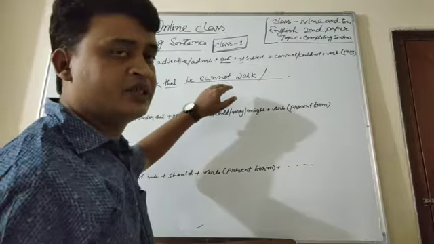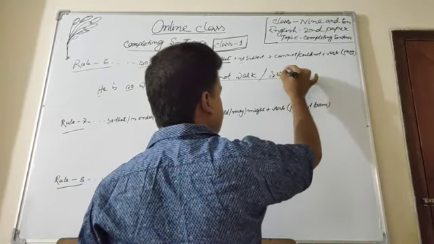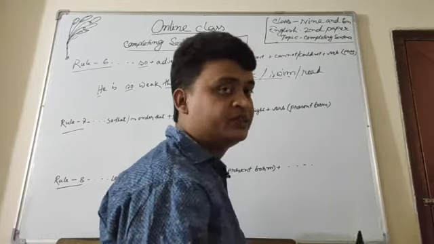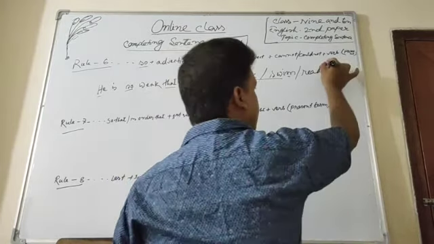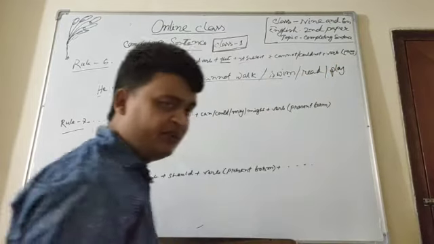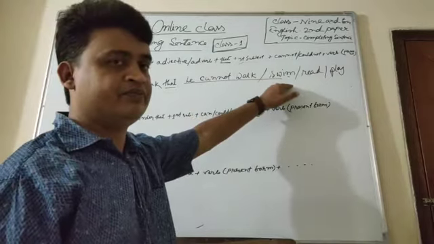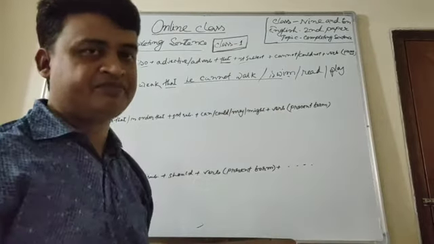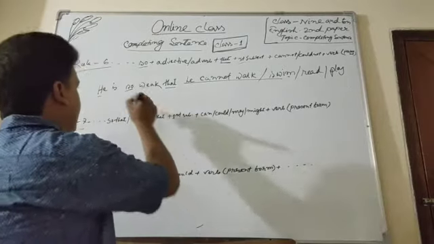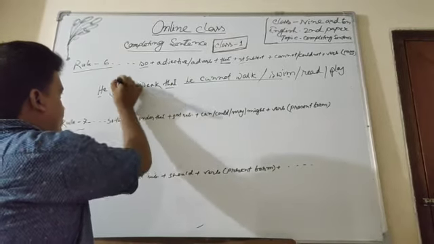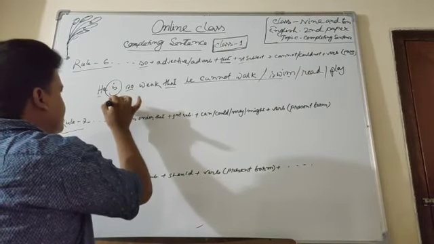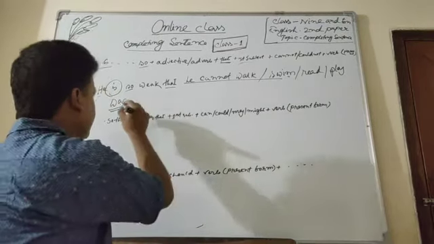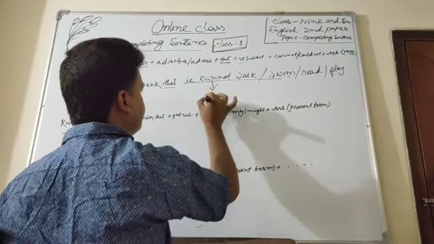He is so weak that he cannot swim. He cannot read. He cannot sing a song. He cannot play. You can use any verb according to the meaning of this sentence. But if the part is past tense, that means if it is "was" instead of "is", then you have to use "could not".